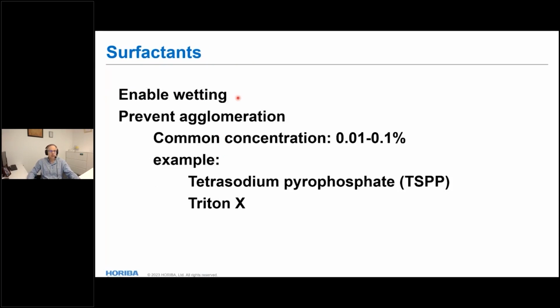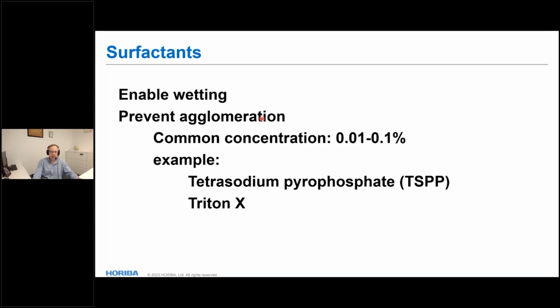First, you want to pick something that enables wetting. And that can be everything from making a paste in alcohol and then dropping that paste into water so the alcohol wets to displace the air, then put the whole mess into water, and the water can get to the particle surface. The second is to prevent agglomeration. And common concentrations are 0.01 to 0.1 weight percent, and you're looking at things like tetrasodium pyrophosphate, Triton X, or sodium dodecyl sulfate. On a bad day, I might use soap, like dish soap, but that's typically a bad day.